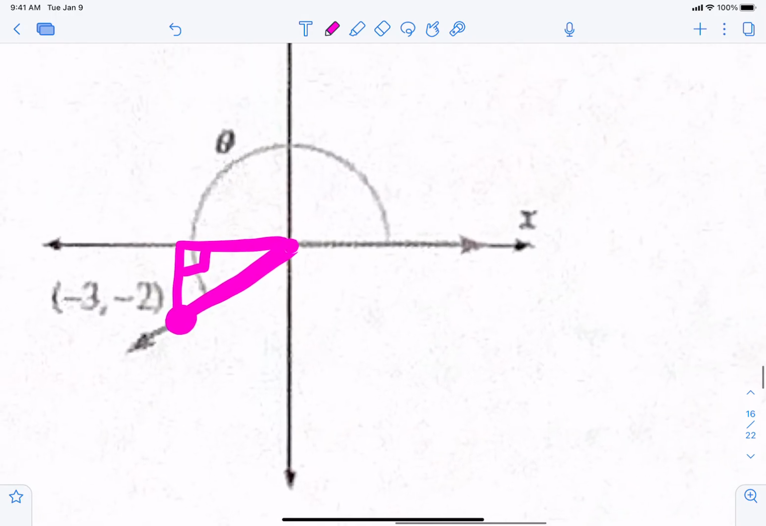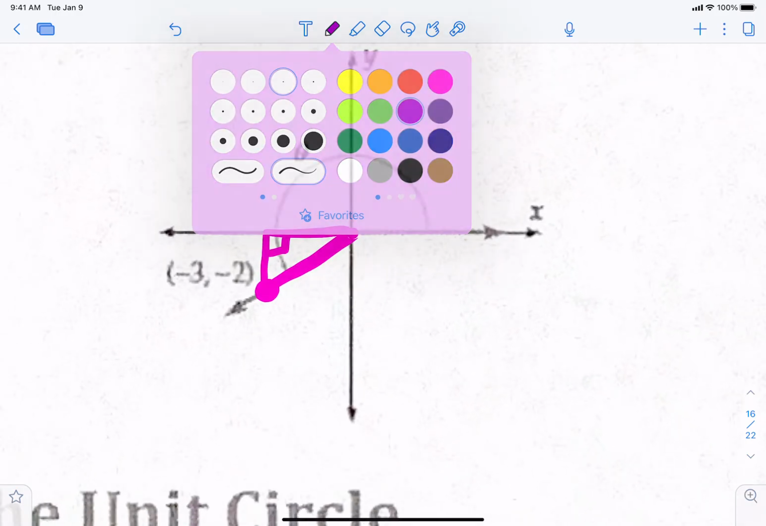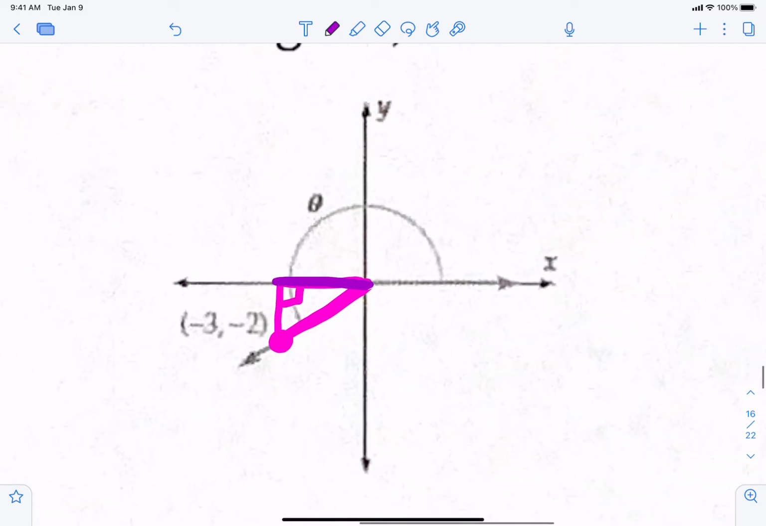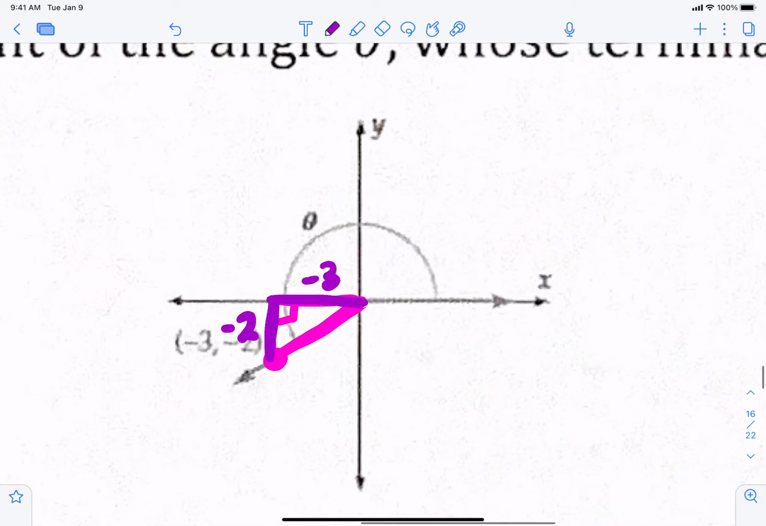Okay, so now we have to label our sides. All right, what's this top side of this triangle going to be? This guy right here. -3. We've gone -3 in that direction, right? This side right here is labeled as -2, right? Because we've gone down 2. -3, -2.